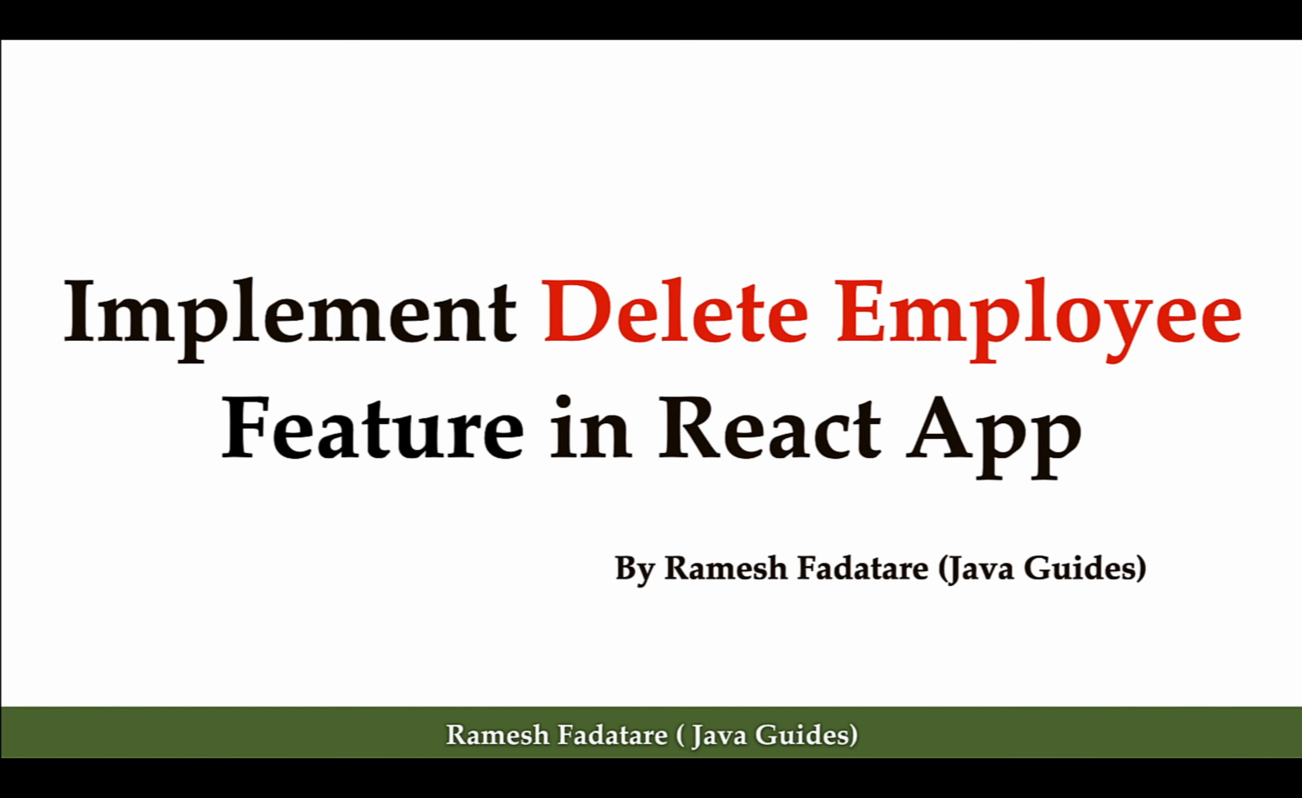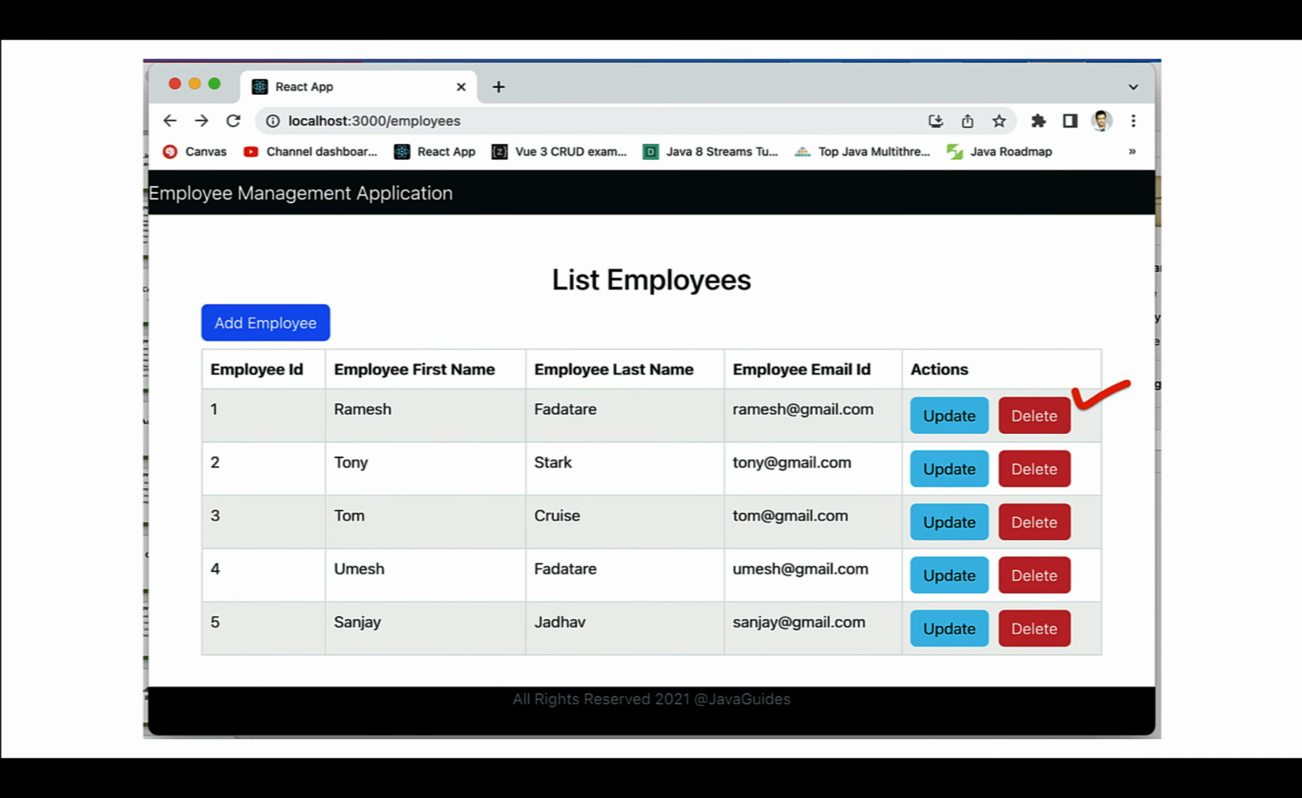Hi everyone, welcome back. In this lecture we are going to implement delete employee feature in a React application. Well, if you look at the screenshot over here, we are going to add a delete button in actions column like this, and whenever user wants to delete a particular employee, then user can go ahead and click on the corresponding employee delete button. For example, here let us say user wants to delete the Ramesh employee, then user can go ahead and click on this delete button to delete this Ramesh employee.